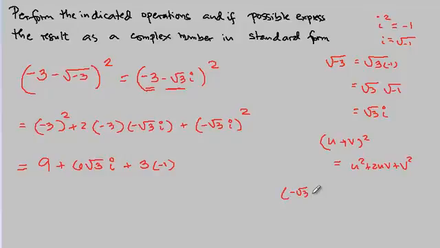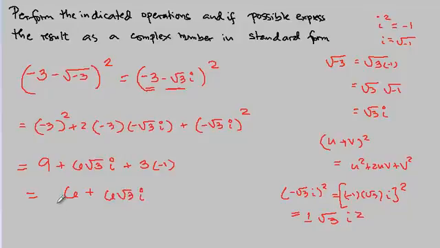Negative square root of 3 i, squared, is equal to negative 1 squared, that's 1, times square root of 3 squared, that's 3, times i squared, but we know i squared is negative 1. So we have that in this case. So we have here our real part, 9 plus negative 3. That's simply 6. And here we have 6 square root of 3 i.